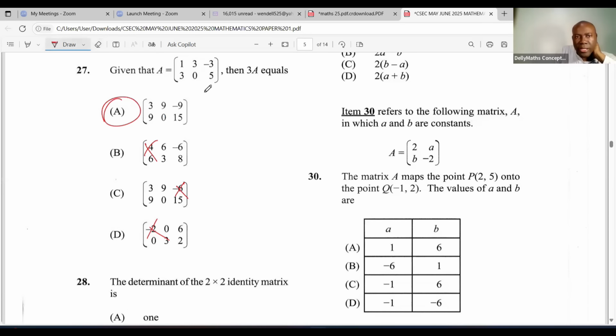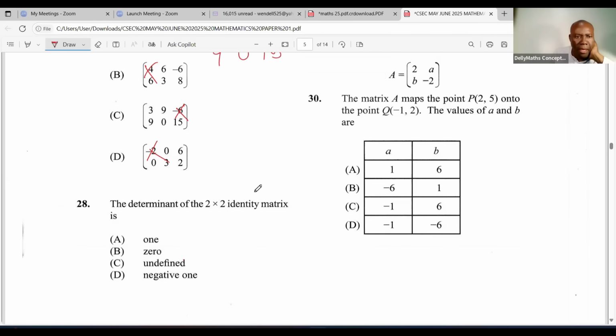So what you're looking for is 3, 9, negative 9, 9, 0, 15. You're looking for that, right? As well as you could go fast. It's up to you. All right.